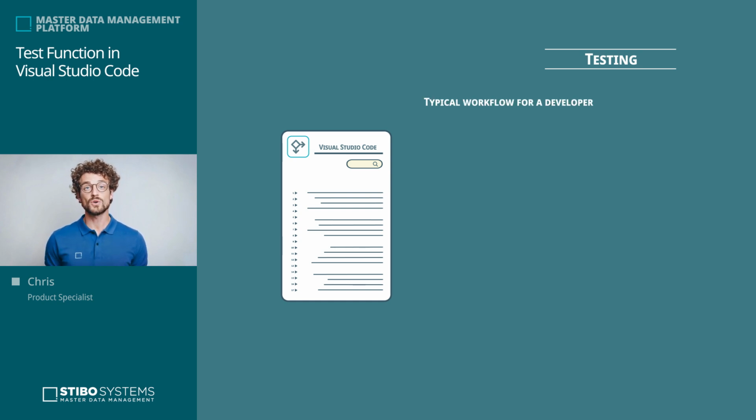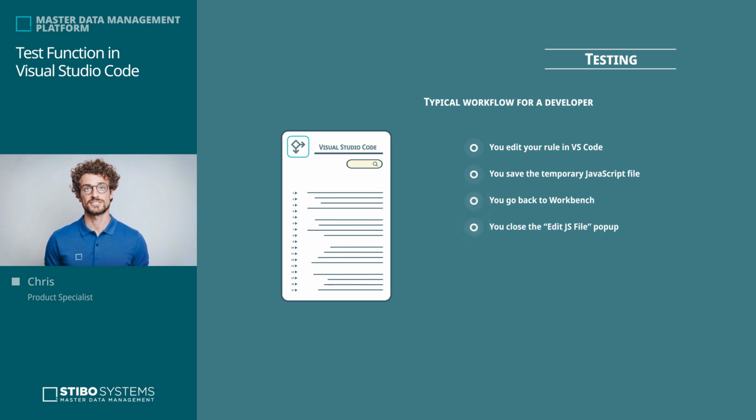Today, testing a business rule while developing it in Visual Studio Code is a time-consuming loop. Here's the typical workflow from the perspective of a developer. You edit your rule in VS Code. You save the temporary JavaScript file. You go back to Workbench. You close the edit.js file pop-up. You run the built-in test feature. And if something needs to be changed, you have to go back to VS Code and repeat the entire cycle.